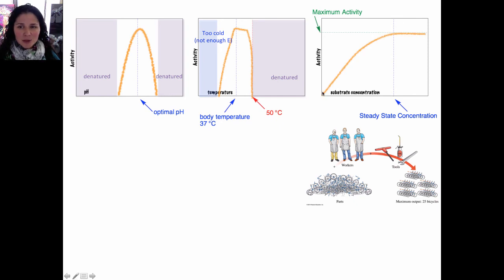If you increase substrate concentration, you can increase activity until a certain point. The concentration that's associated with maximum activity is called the steady state concentration. After this concentration, increasing the substrate concentration does not increase the activity because you've already reached maximum activity. Please take a moment to think about these things and make sure they make sense to you. Answer the questions on this page of the activity and check the key to make sure you're correct.